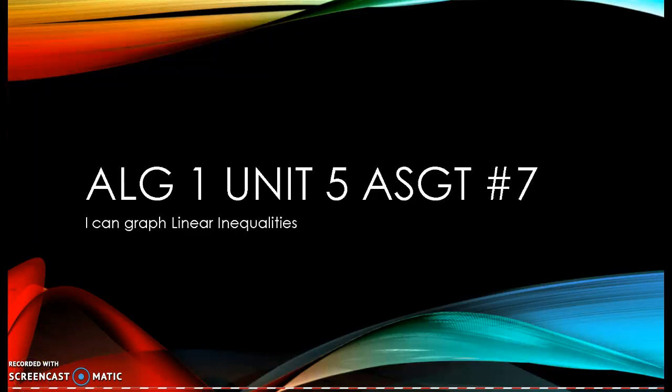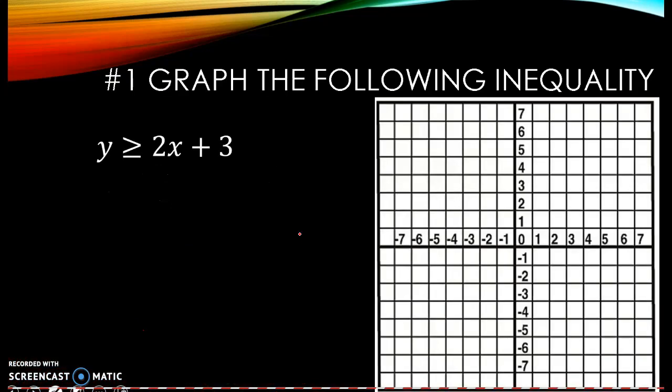So in assignment number 7, we're going to be graphing linear inequalities. We started graphing systems of equations, and we're going to move on from equations today and move to systems of inequalities. But before we get to systems of inequalities, let's just take a look at a few graphs of inequalities. Let's start with one like this.